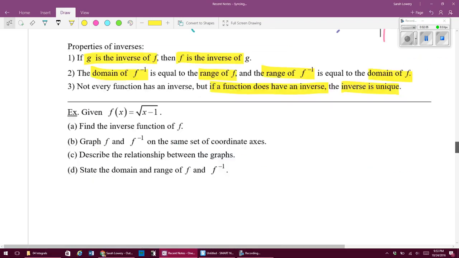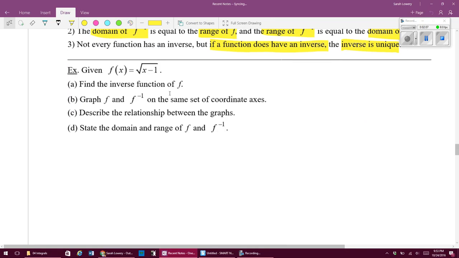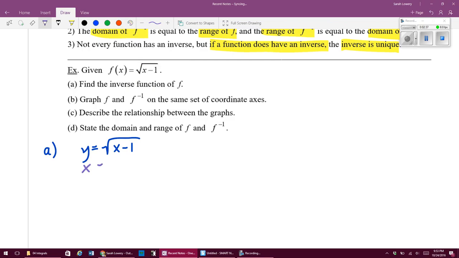Let's do a really, really basic example. Given the function f of x is the square root of x minus 1, find the inverse. So let's think back into algebra 2 when we learned how to find an inverse. Step 1 for finding an inverse, because it's a reflection over the line y equals x, first off, I'm going to write y equals the square root of x minus 1. So I'm just copying my function down using y instead of f of x. But step 1 was that you switch x and y. Step 2 was that you solve for y.